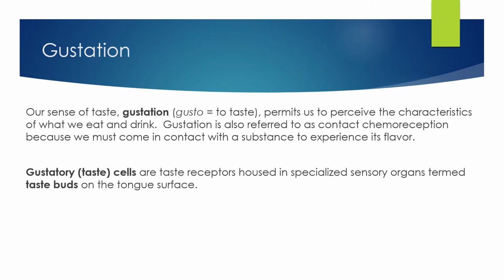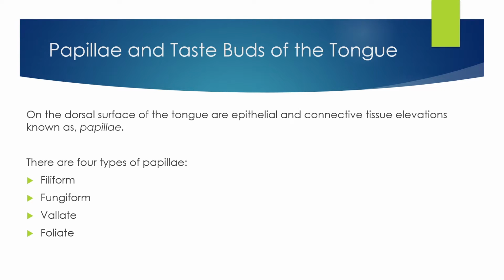Gustation is also known as the sense of taste. It permits us to perceive characteristics of what we eat and drink. The gustatory taste cells are also known as taste buds on the tongue surface. Papillae and taste buds of the tongue are broken into 4 types of papillae: filiform, fungiform, vallate, and foliate.